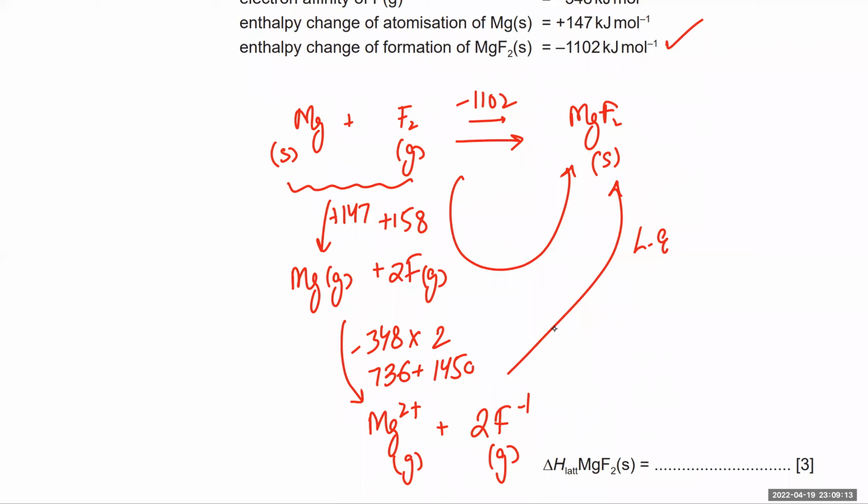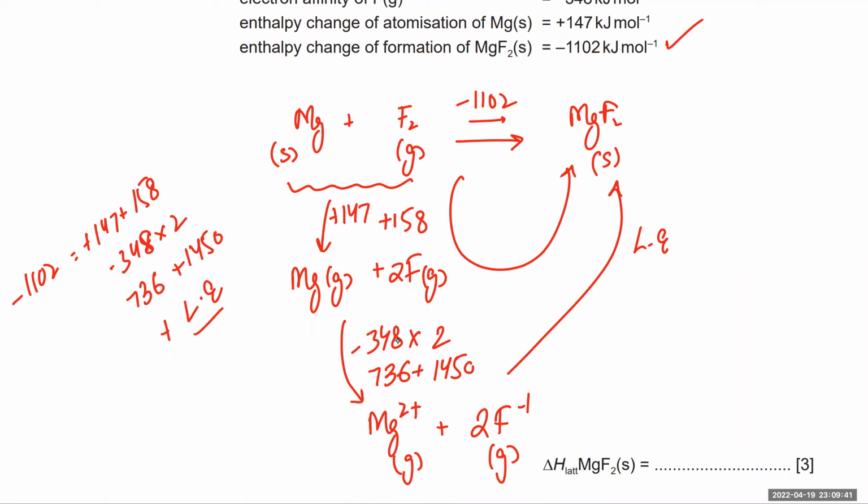So that means minus 1102 is equal to this entire part, which is plus 147, plus 158, plus minus 348 into 2, plus 736 and 1450. And then it's the lattice energy, which is plus LE. So make LE the subject of the equation and tell me what the value is. You can be very careful with the signs and the calculations in this case.